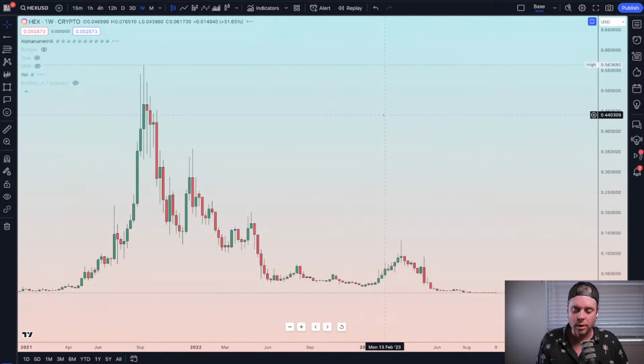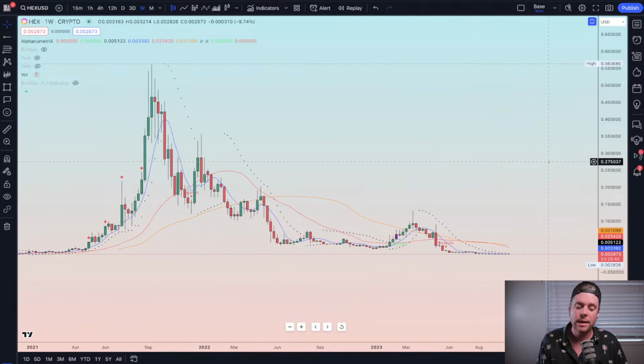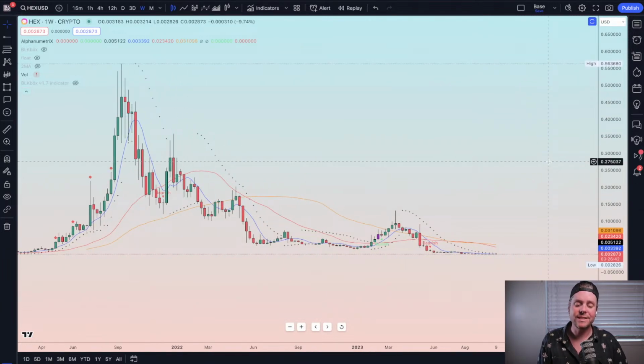Okay, so moving on from Doge, we got Hex. Hex is an interesting one. I'm probably going to take a punt at Hex soon, especially if we get a green diamond on the weekly, which has never happened in the Hex chart. Full disclosure, Hex is a scam. It's 100% a scam. If you don't believe that it is a scam, you have been scammed.